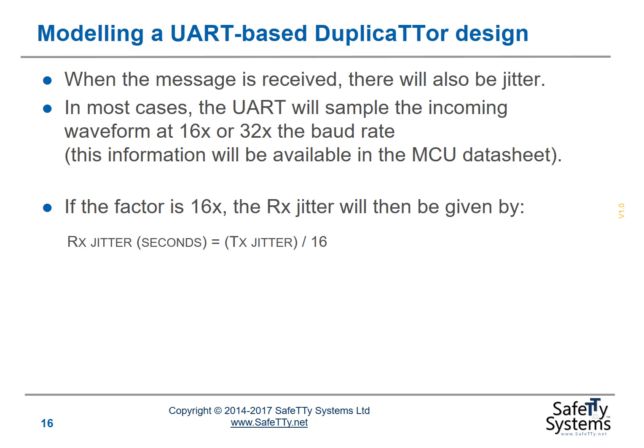When the message is received, there will also be jitter introduced into the signal. In most cases, the UART will sample the incoming waveform from MCU A 16 times or 32 times the baud rate. You'll find this information on the datasheet for the MCU that you're using. If the factor is 16 times, the jitter will then be given by the following. Receive jitter in seconds is equal to the transmit jitter divided by 16. It's obvious how to convert this if we have a 32-fold oversampling.